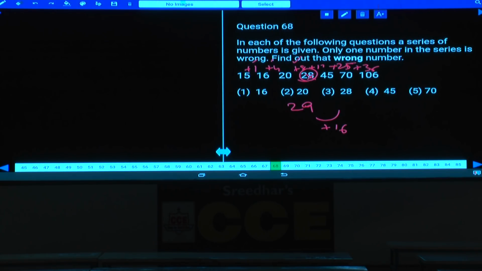Done with this? Squares of consecutive numbers starting with 1 are added in ascending order: 1 square, 2 square, 3 square, 4 square, and so on. Then what is the wrong number? 28 is the wrong number, question 68.